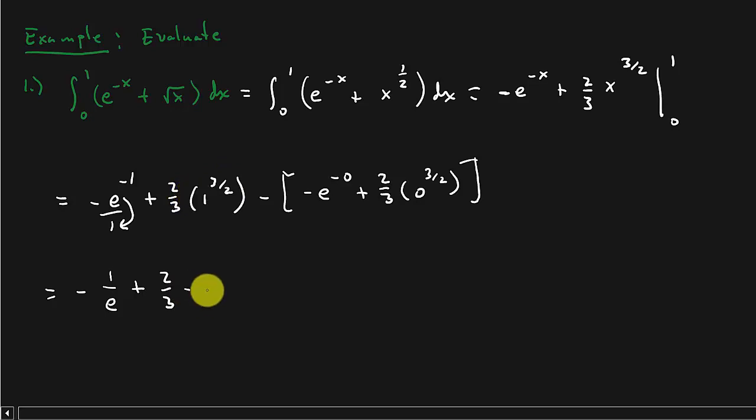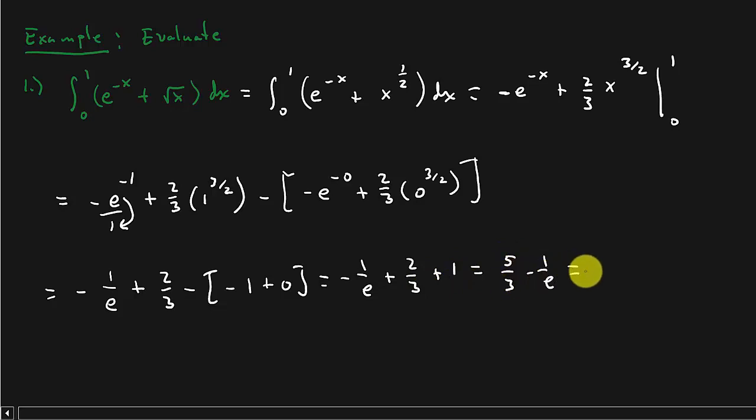And then that's going to be minus -1. E to the 0 is 1. And then this is just going to be 0 plus 0. And so we get -1 over e plus 2/3 plus 1, which is, let's see, that's going to be 5/3 minus 1 over e. And that is about 1.299.